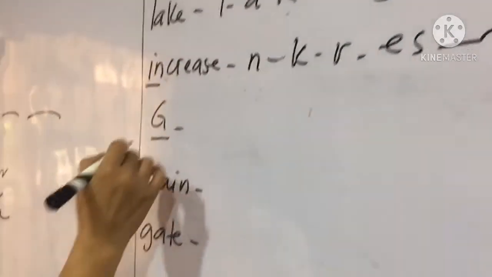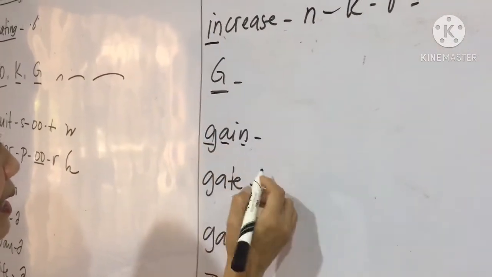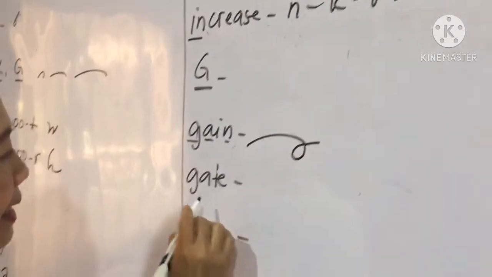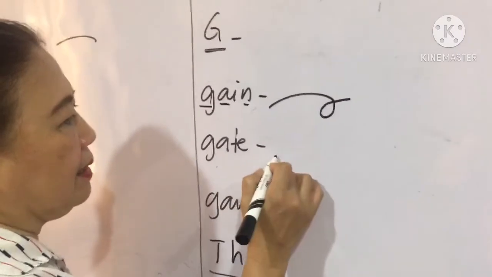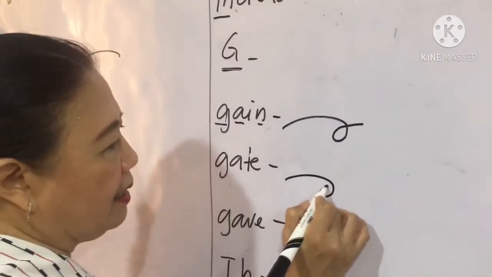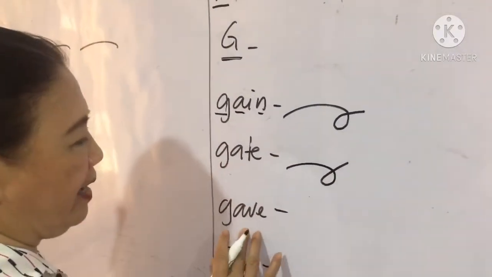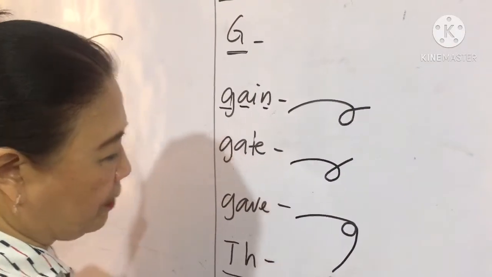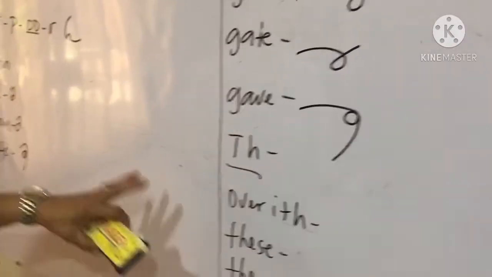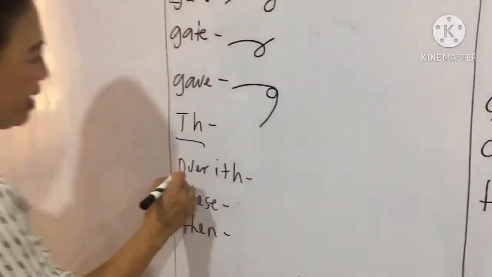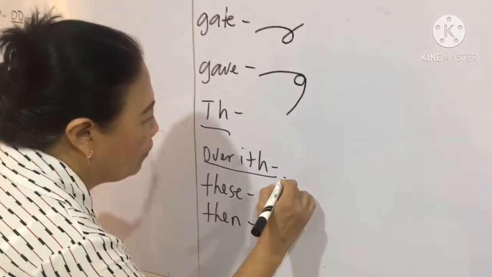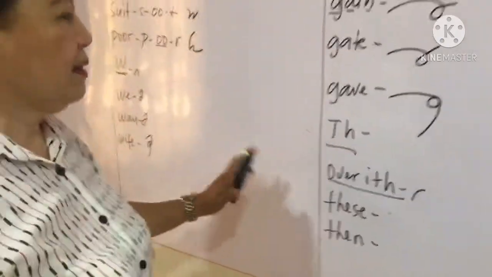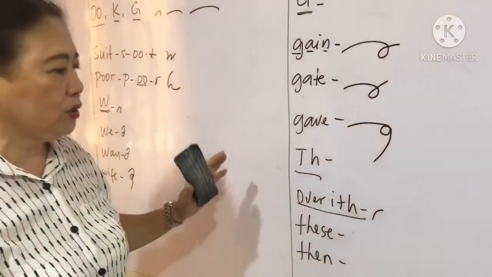For the letter G: G, A, and N. We have letter G, clockwise A, and N. For the word gate, we have letter G, A, and T. For Gabe, we have letter G, then clockwise A, and V. So we have two forms of ITH. We have over ITH, the over. Example, again, don't confuse what kind of ITH you are going to use.